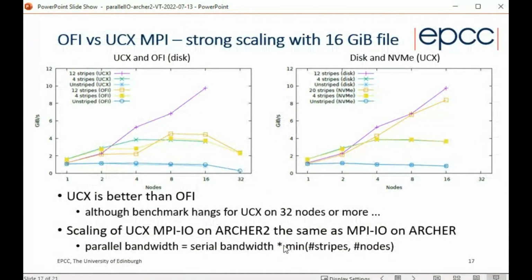Parallel bandwidth is the single-process bandwidth times the minimum of the number of stripes and nodes. So if nodes is bigger than stripes, it doesn't increase. Okay, thanks, that's useful. I should rerun my tests. So the numbers are the same, but the stability is better. Good to know, thanks.